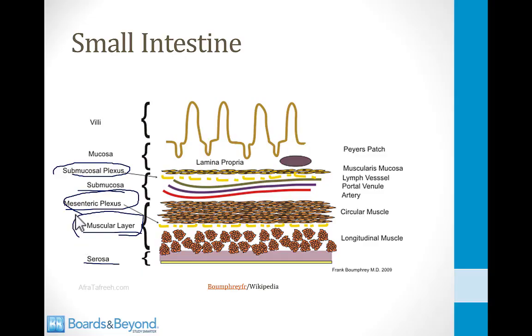What's unique about the small intestine is the presence of villi. These are finger-like projections that extend out into the lumen of the small intestine, and they are present to increase the surface area for absorption because the main job of the small intestine is to absorb nutrients. Also in the small intestine, you can find the presence of invaginations of the mucosa called crypts, which are much shorter than the long villi that project out into the lumen.